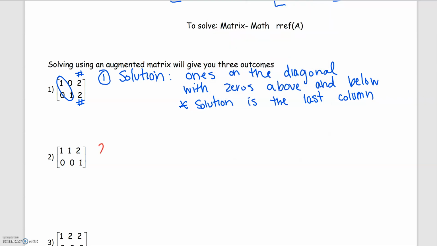And then this one, we have when our last row is all 0s except for the last number, it is no solution. So for example, if we had 0x plus 0y equals 1. So no solution.